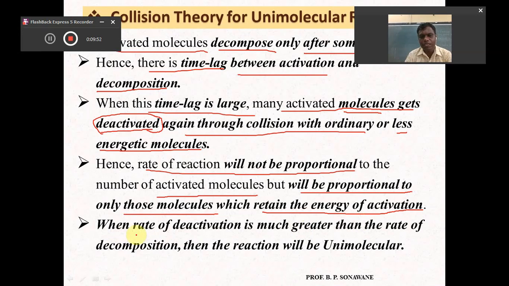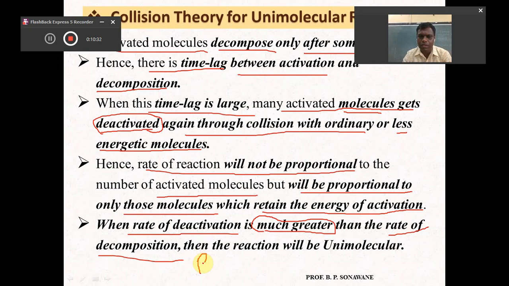And when this rate of deactivation is much greater than the rate of decomposition, it means that there is a forward reaction and a backward reaction. The rate of deactivation is the rate of the backward reaction, and the rate of decomposition is the forward reaction. We can say that decomposition is responsible for the formation of product, while deactivation is responsible for the formation of reactant again.